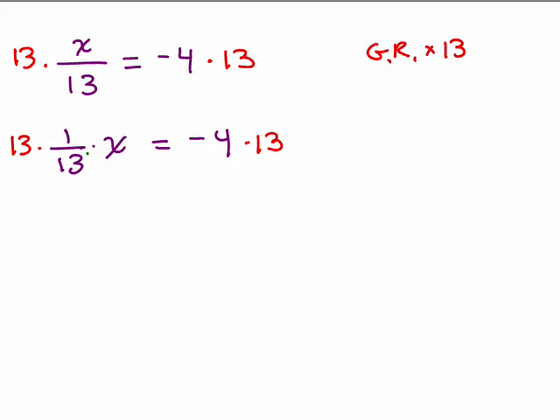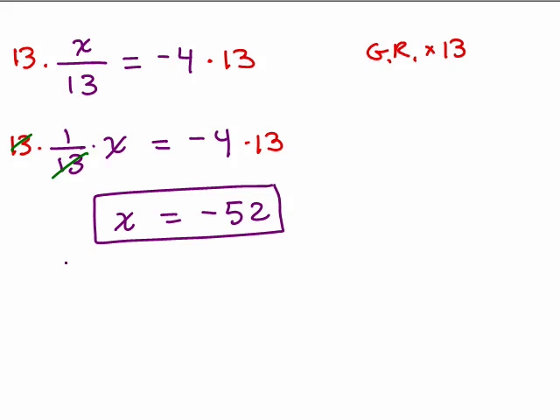So we can cancel the 13's. The idea is that we want to know exactly what x is, just 1x, and then -4 times 13 is -52. So it looks like that's the answer. Let's check.